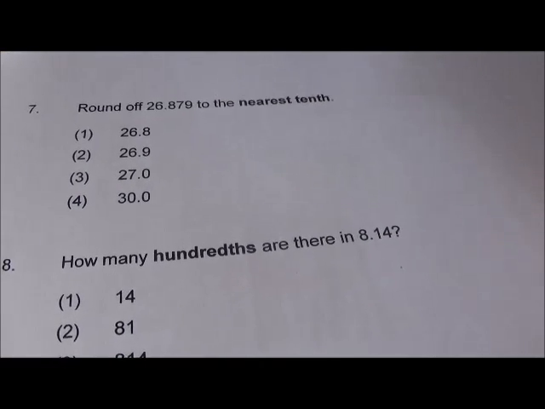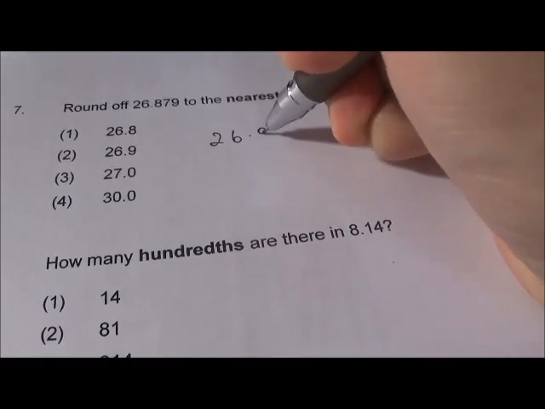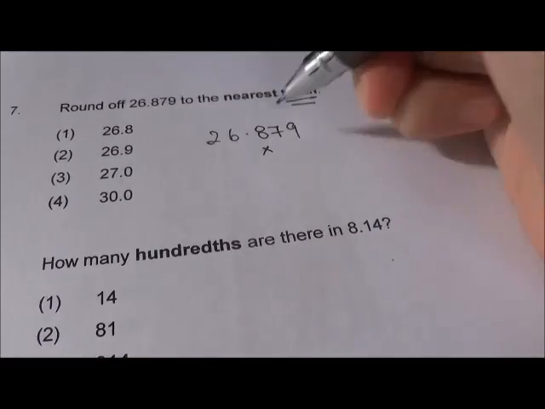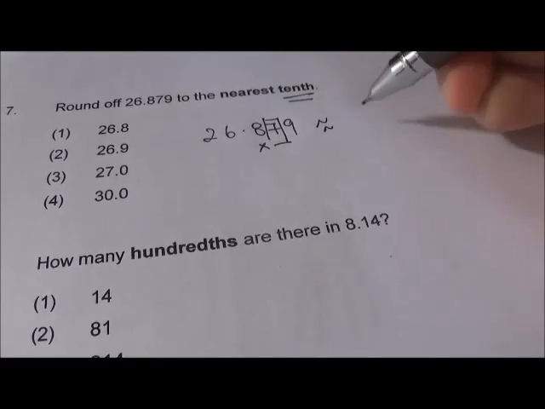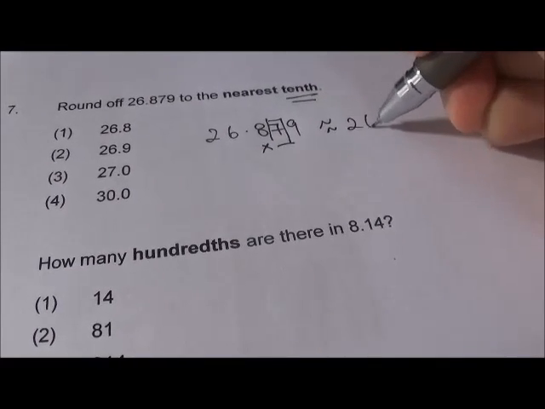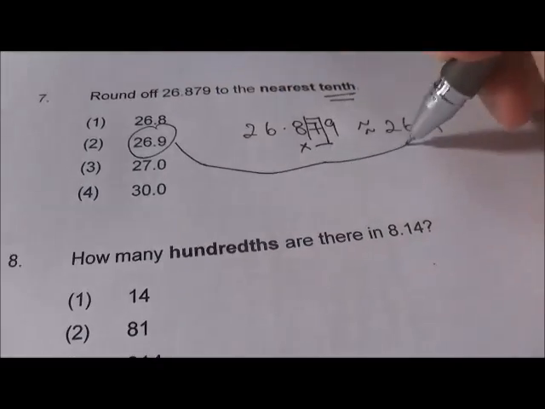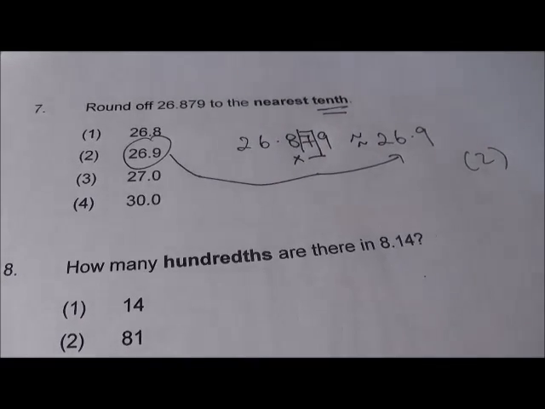Question 7. Round off this to the nearest 10, 26.879. Nearest 10 is this place. We look at the next door neighbor, which is 7. So you round it off, it's more than 5. So we have 26.9. 26.9, we link, this is option 2. Question 7, your answer is 2.